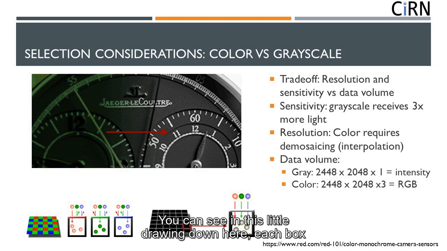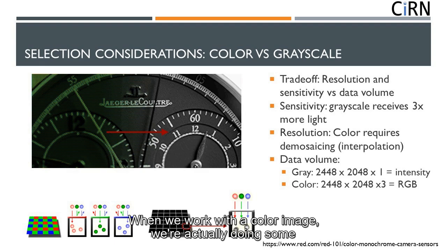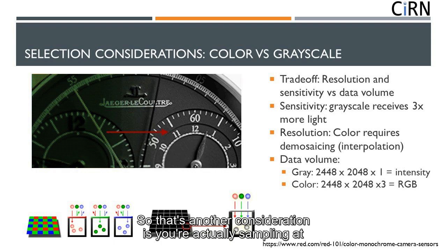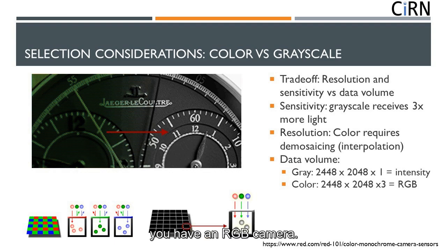You can see in this little drawing down here, each box represents a pixel, and each pixel has a color filter on it. So a certain wavelength is coming in and being received by the sensor, and then the rest of it is being filtered out. Whereas with grayscale, it's allowing all wavelengths of light to come in. When we work with a color image, we're actually doing some interpolation that I'll talk about in the next slide. So that's another consideration, is you're actually sampling at lower resolution. And then your data volume, you're collecting 3 times as much data once you do that interpolation when you have an RGB camera.